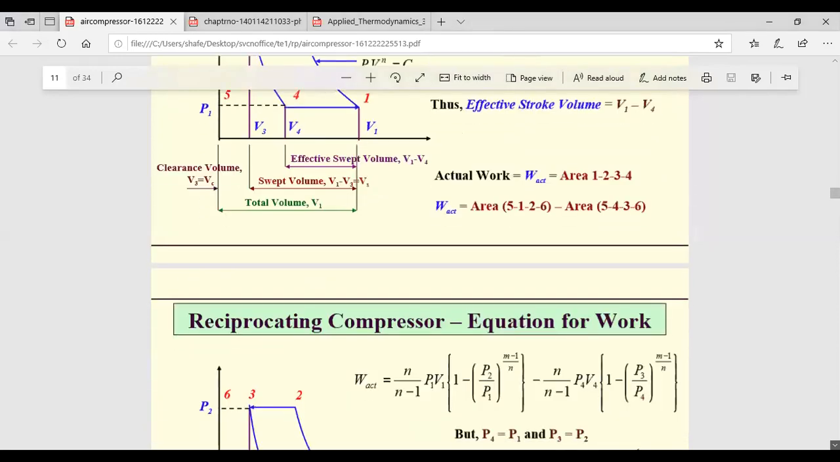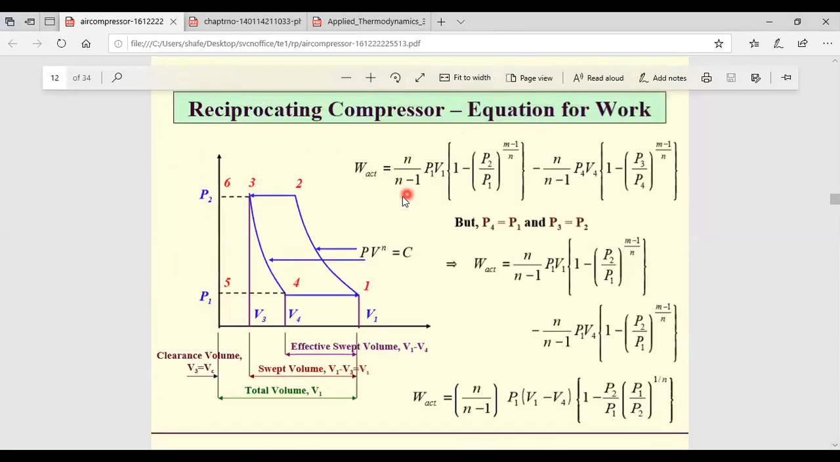What exactly it gives you, the same thing. Whenever I have this expression for 5 1 2 6, with pressure P1 and volume V1, it is n by n minus 1 P1 V1 into 1 minus P2 by P1 whole power of n minus 1 by n. That is for 5 1 2 6 minus 5 4 3 6. So 5 1 2 6 minus 5 4 3 6 will give you this blue colored one, that is, minus n by n minus 1. And what is the volume now?